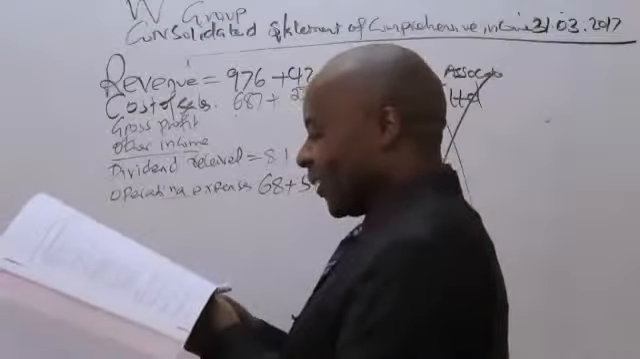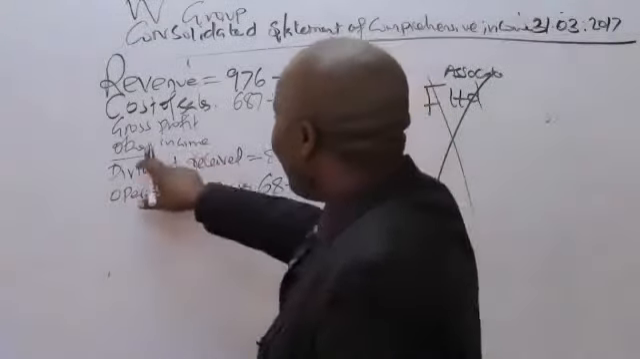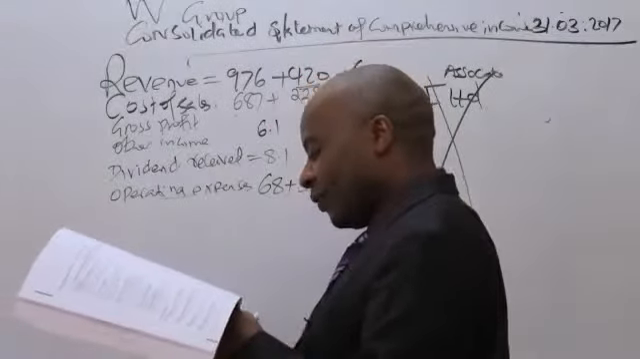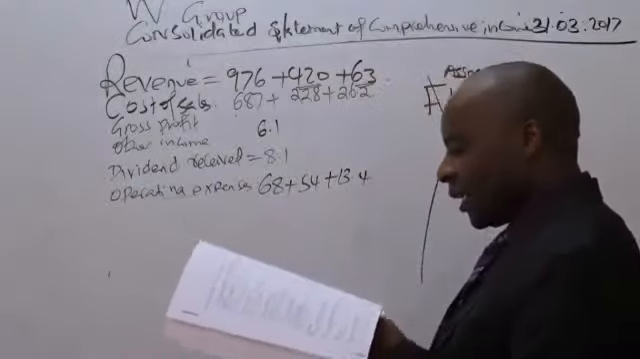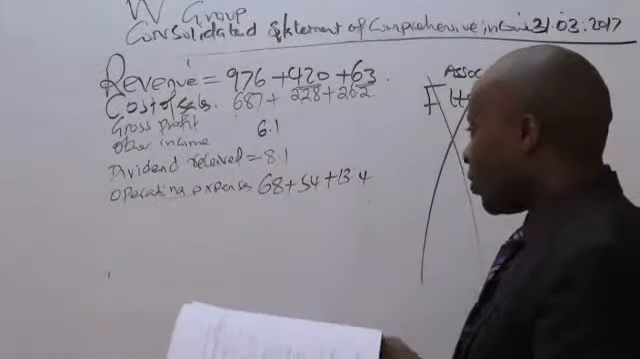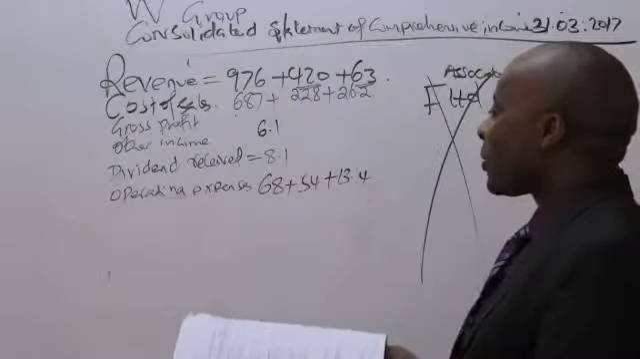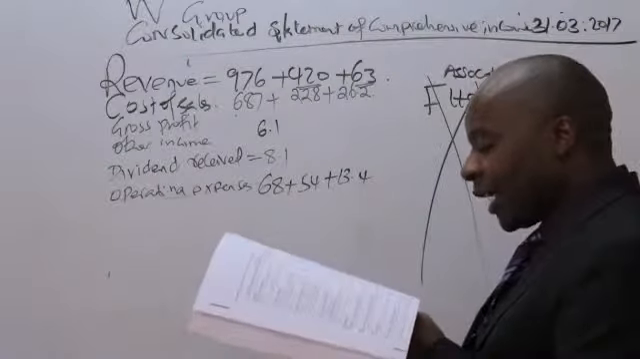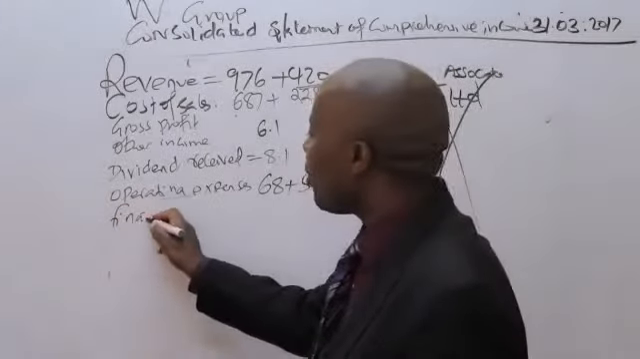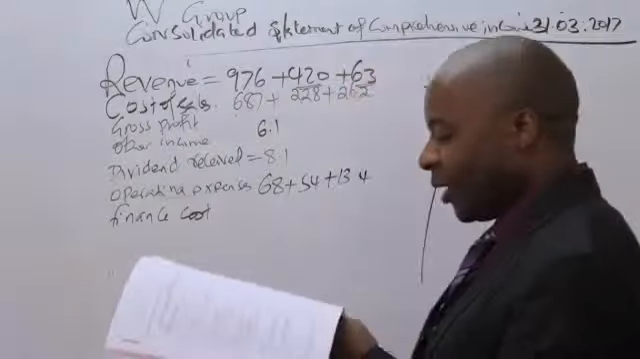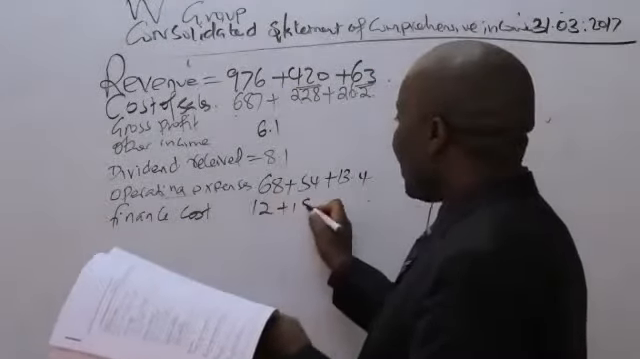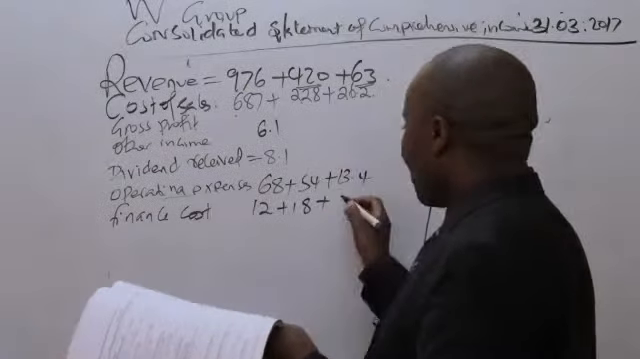So I'm being told that the other income is 6.1, and then we have dividend received 8.1. In most cases, the dividend received will be falling under other incomes. Maybe typing error, but let's just go on with it. So we have operating expenses like that. From there, we go to the next thing, which is finance cost. So finance cost, what do we have there? I'm consolidating. Finance cost, ladies and gentlemen, I have 12, I have 18, I have 6.2.